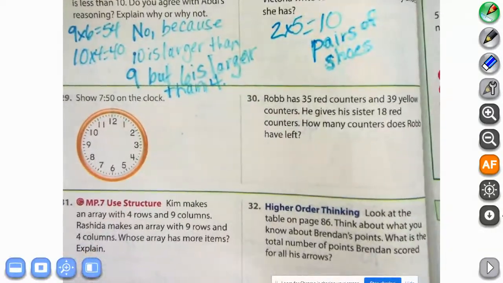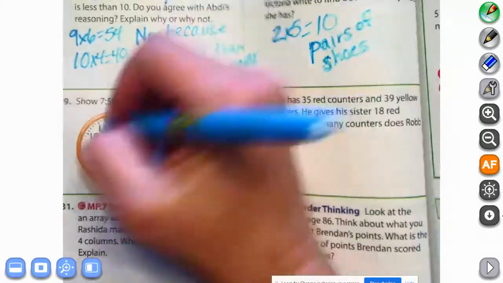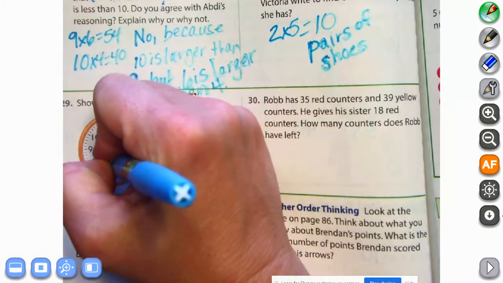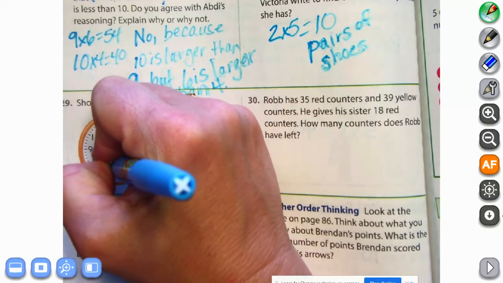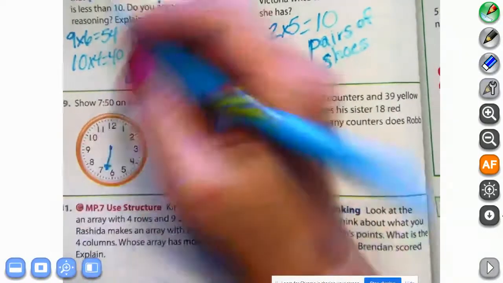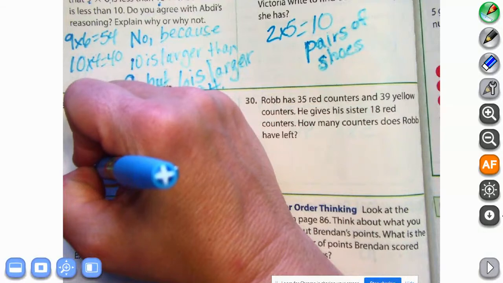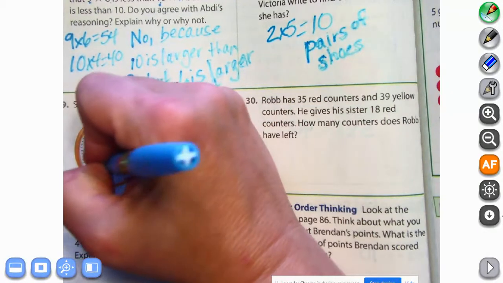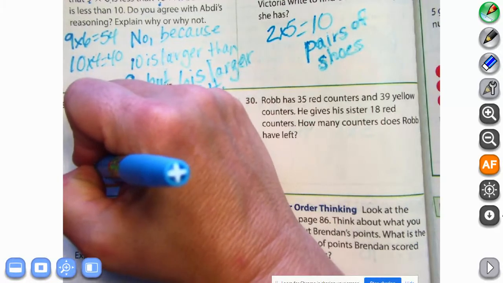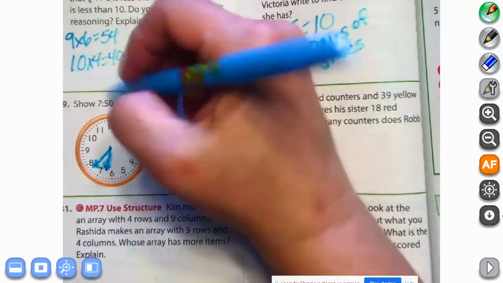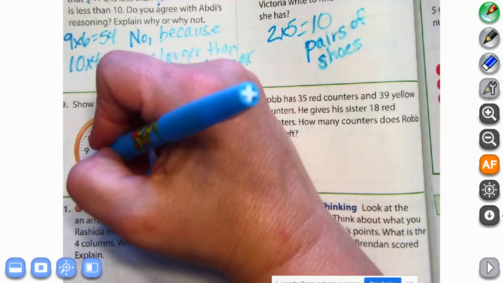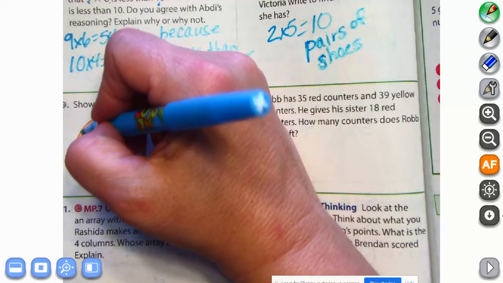Number 29, show 7:50 on the clock. Okay, so the short hand points near the 7, but not on it. Let's do it this way. There we go. It's this one, right between 7 and 8. And then it says it's 7:50. So we have 5, 10, 15, 20, 25, 30, 35, 40, 45, 50. So it is.